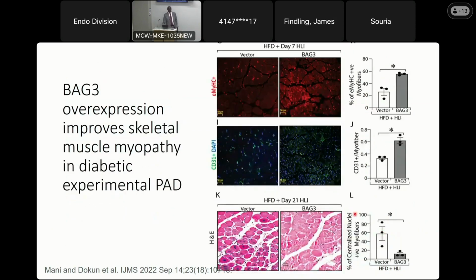When you look at the tissue sections from those mice, when stained for embryonic myosin heavy chain, which is a marker of regenerating myofibers, you see there's increased staining for that. When you look at capillary density, you see that there's increased capillary density in the mice that are treated with BAG3, and less skeletal muscle myopathy in the mice that were treated with BAG3.